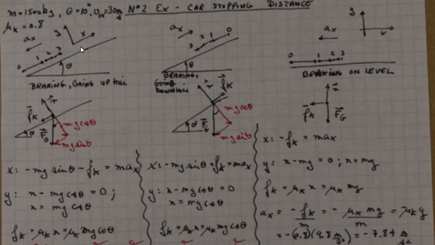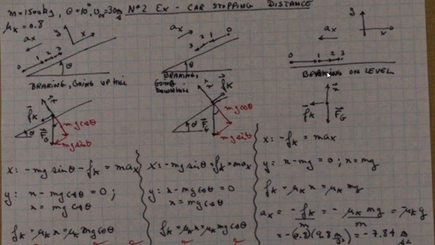in which case the motion diagram would be as you see here, and the a sub x would be down the slope. Or a car coming down the hill and braking, in which case the motion diagram would be ever shorter displacement vectors going down the hill, which means a sub x is up the hill.